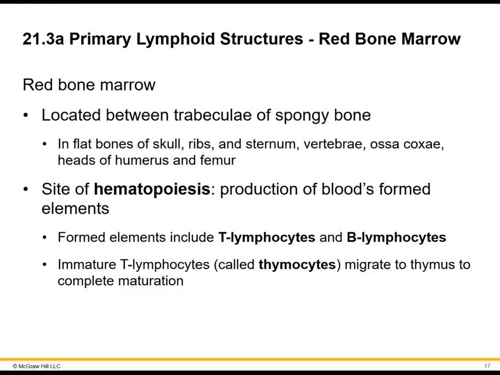Red bone marrow is going to be the site of hematopoiesis. Remember, this is the production of the formed elements of blood. Formed elements are going to include those T cells and B cells, the T lymphocytes and the B lymphocytes. Now, immature T lymphocytes, which are called thymocytes, are going to be born in the bone marrow, but they're going to migrate to the thymus to complete their maturation.